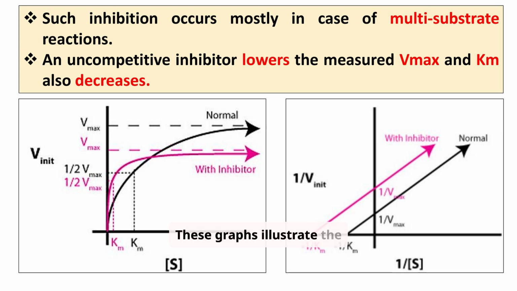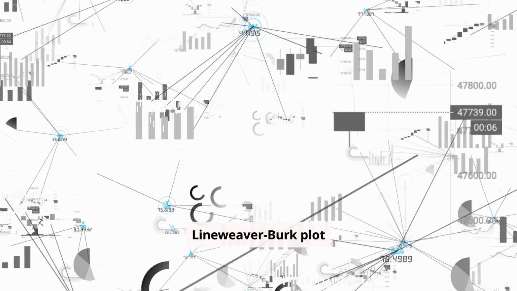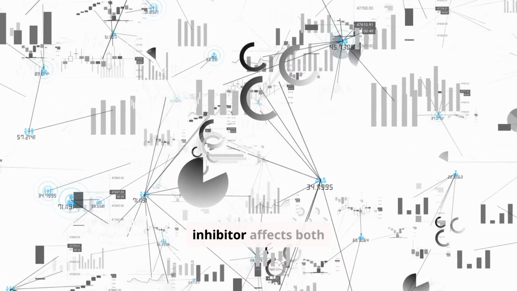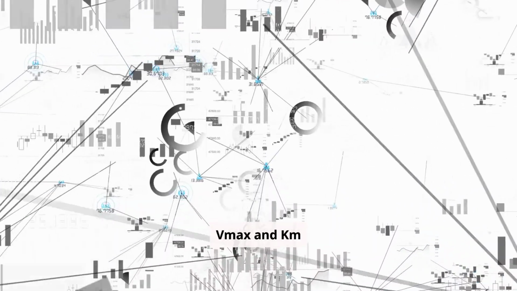These graphs illustrate the effects of an uncompetitive inhibitor. Notice that both Vmax and Km are lowered in the presence of the inhibitor. The Lineweaver-Burk plot shows parallel lines, indicating that the inhibitor affects both Vmax and Km equally.